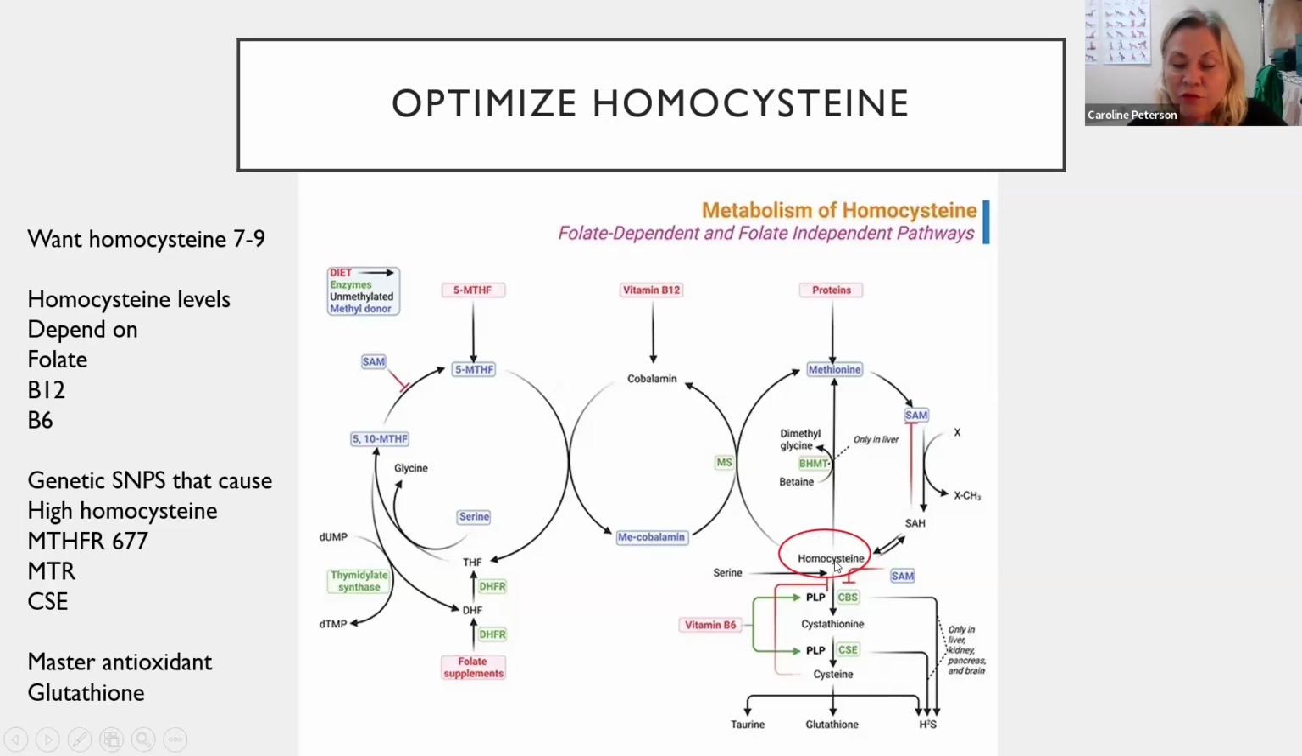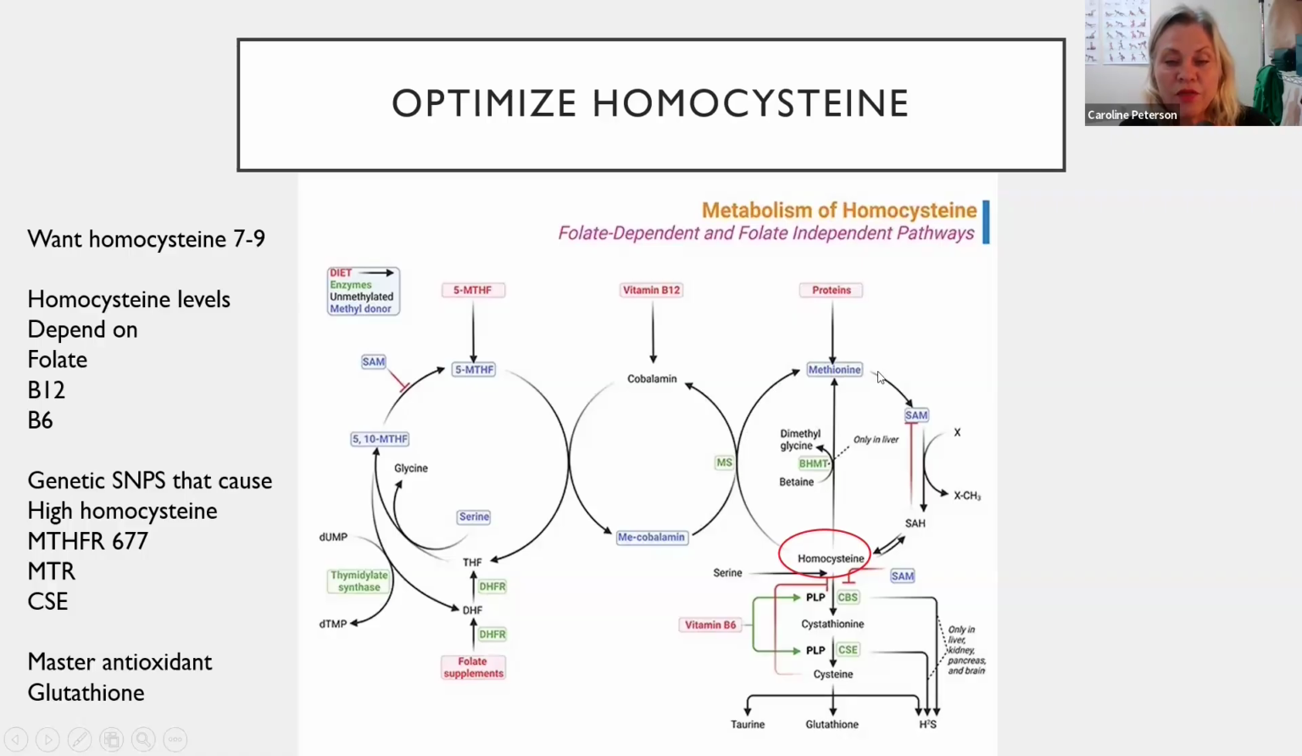Homocysteine has several choices. It can be pulled down into that transsulfuration pathway with B6, or it can be pulled up and methylated through this BHMT pathway in the liver to become methionine, or it can be pulled over and combined with methyl B12 to then become methionine.